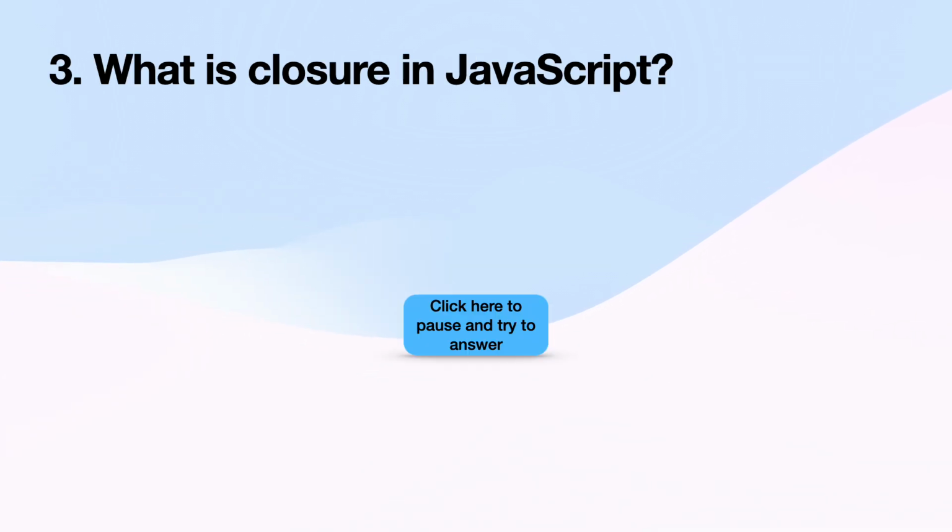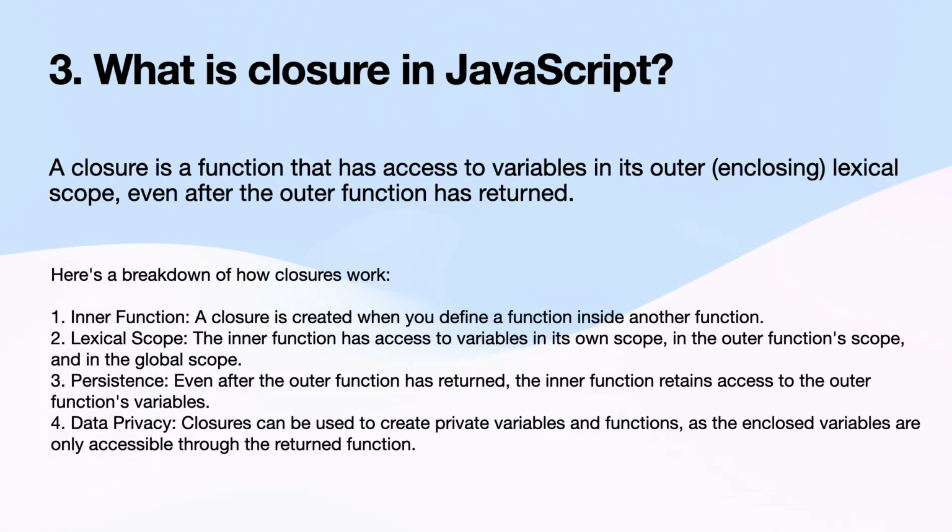Third question. What is closure in JavaScript? A closure is a fundamental concept in JavaScript that allows a function to access variables from its outer enclosing lexical scope, even after the outer function has finished executing. This creates a closure around those variables, preserving them for later use. Here's a breakdown of how closures work.